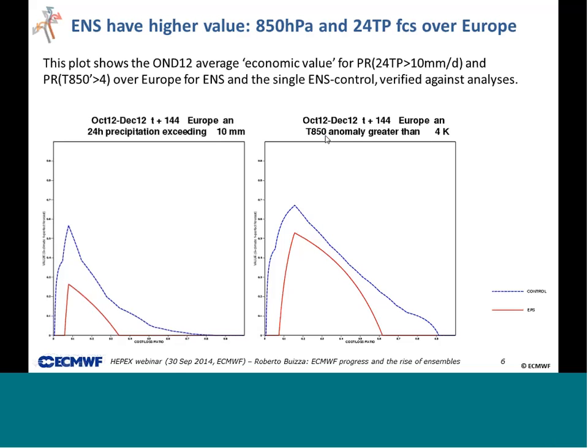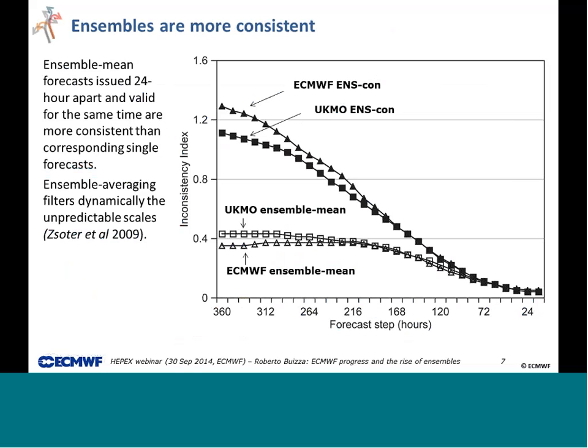Here on the right, I'm showing temperature at 850 hPa, temperature anomaly greater than 4 degrees. So the ensemble gives you more information. The ensemble has a high economic value. The ensemble-based forecasts are also less jumpy, more consistent. Forecasts issued one day after the other, so at different times, valid for the same verification time, are more consistent if they're based on an ensemble forecast.